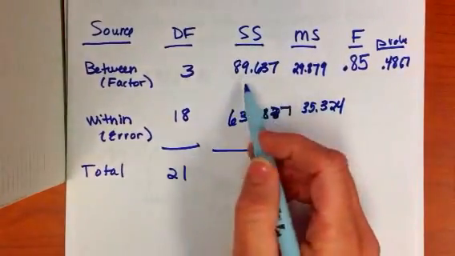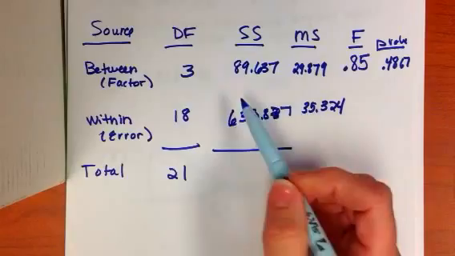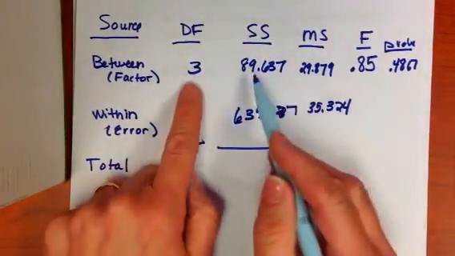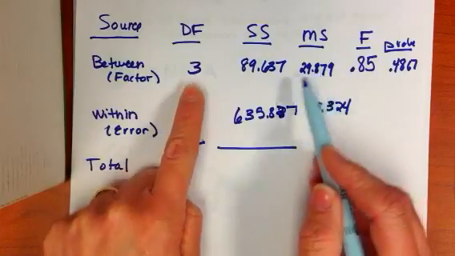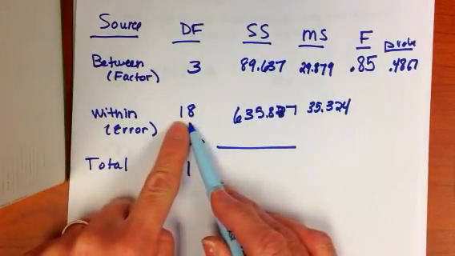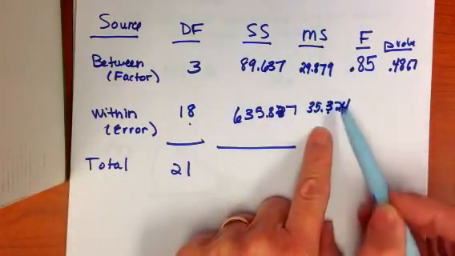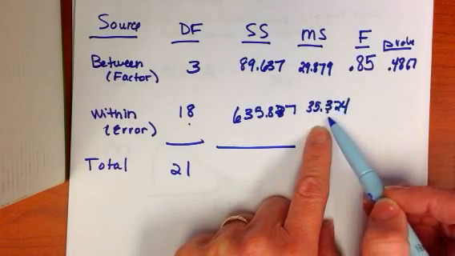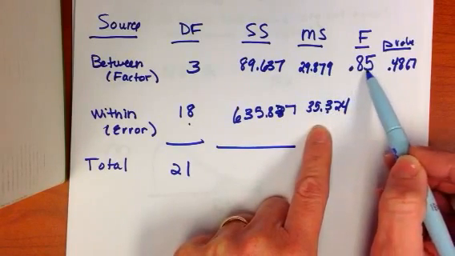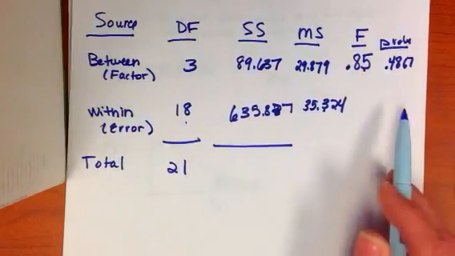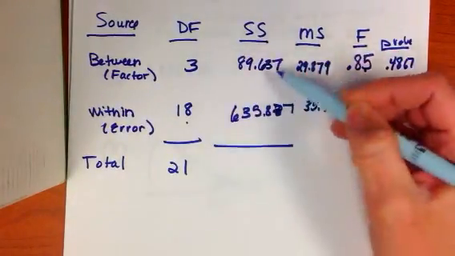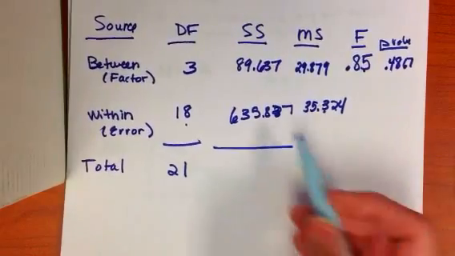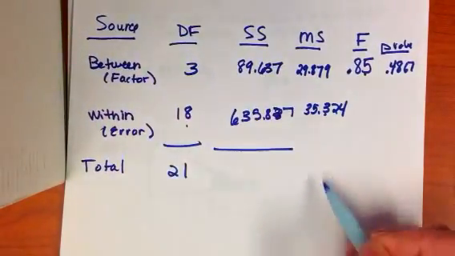Just for your information, once you have the ANOVA table, if you take the sum of squares divided by the degrees of freedom, it will give you the mean squared. Then we divide these two, 29.879 divided by 35.324, and it will give us our 0.85. That's just how the table works. Once you have these first columns, you just divide to get the other ones. That will allow you to put the information into WebAssign.